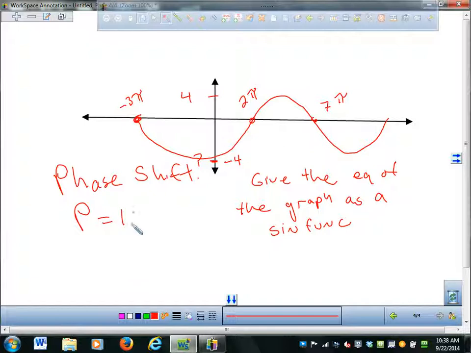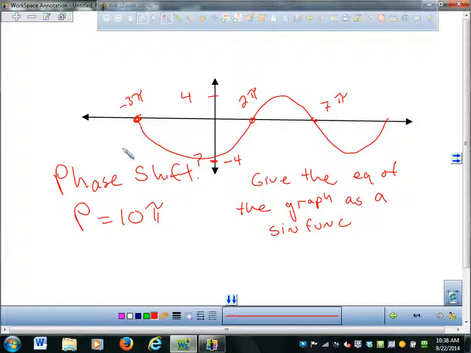10 pi, right? Up and down, from a start to an end. We'll do it both ways. Yes, it works either way. So I know that the period is 10 pi. Does everyone see where that comes from? Okay? And I know that the start point is negative 3 pi.